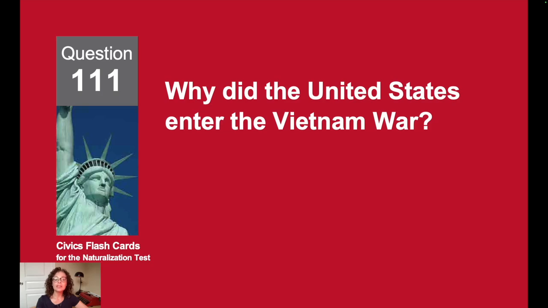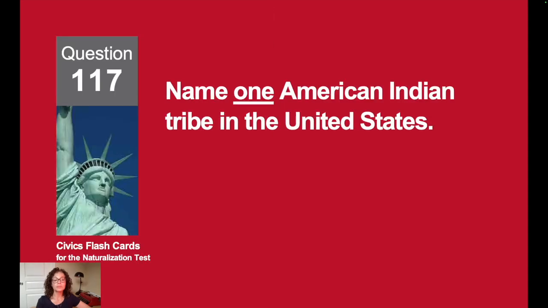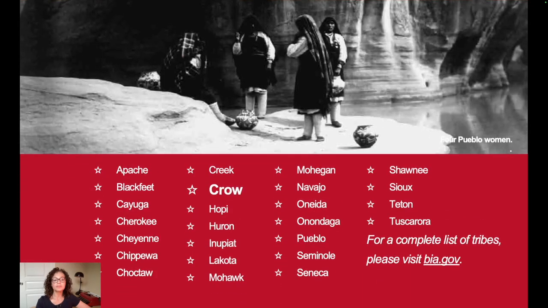Why did the United States enter the Vietnam War? To stop the spread of communism. Name one American Indian tribe in the United States. Crow.